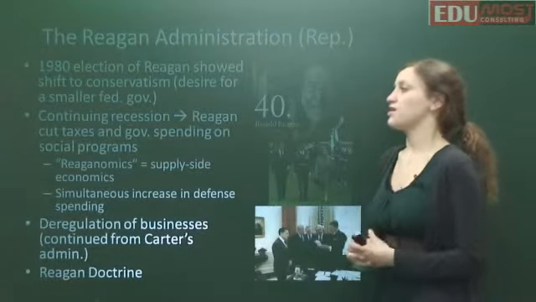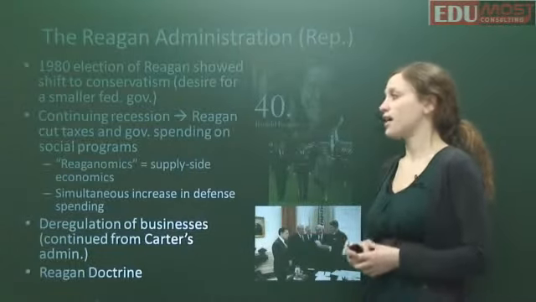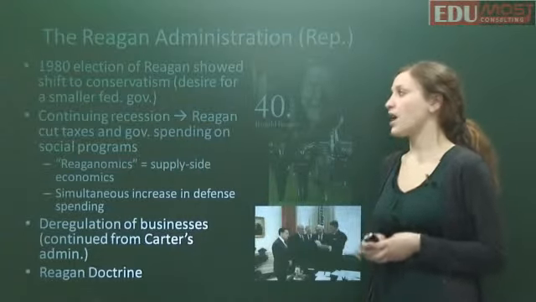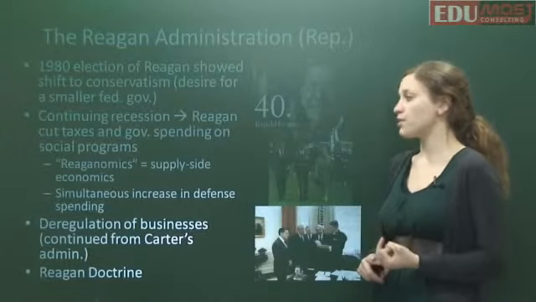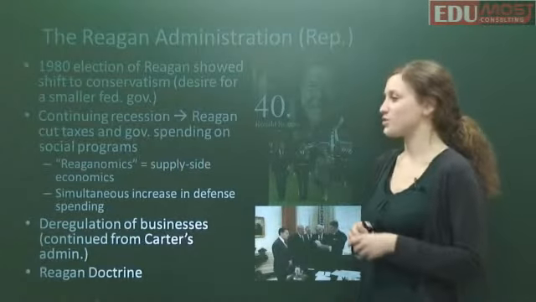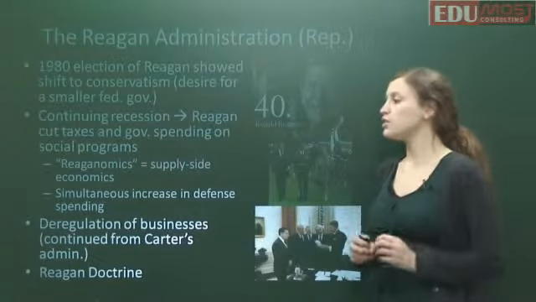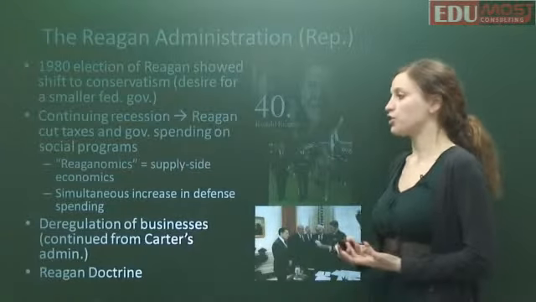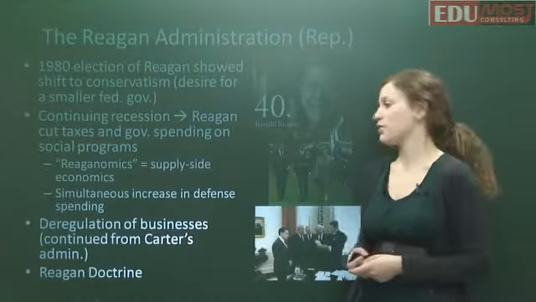So Reagan is facing a continuing recession, and because of this, he decides to cut taxes and government spending on social programs. And his general economic outlook in favor of a smaller federal budget, cutting taxes, cutting social programs, etc., can be lumped into the term Reaganomics, so it's a little bit catchy, also known as supply-side economics. And it's noteworthy that he actually encouraged a simultaneous increase in defense spending during this time period.